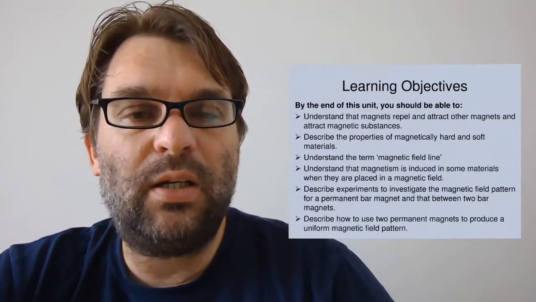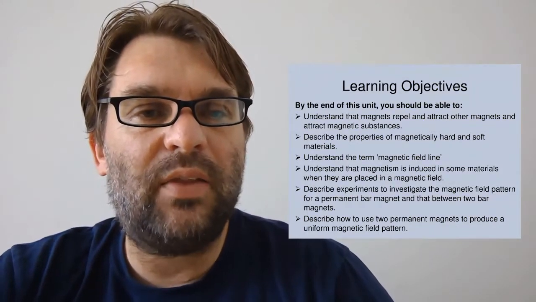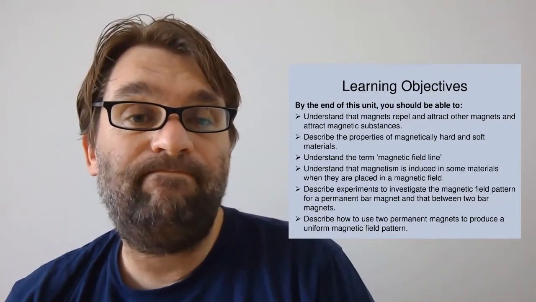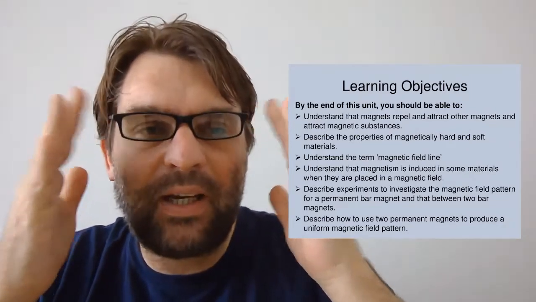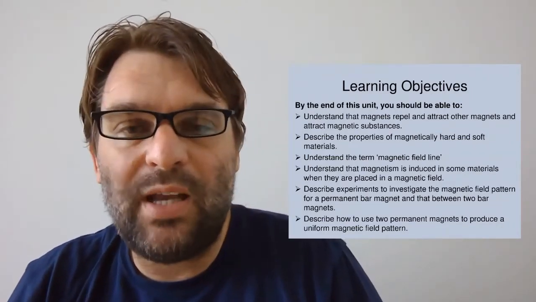So welcome to today's lesson, which is on magnetism. So these are the learning objectives for today. Understand that magnets can repel or attract. Describe the properties of magnetically hard and soft materials. Understand what the term magnetic field line is.